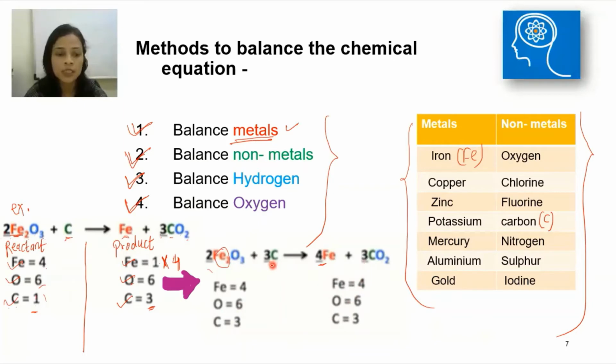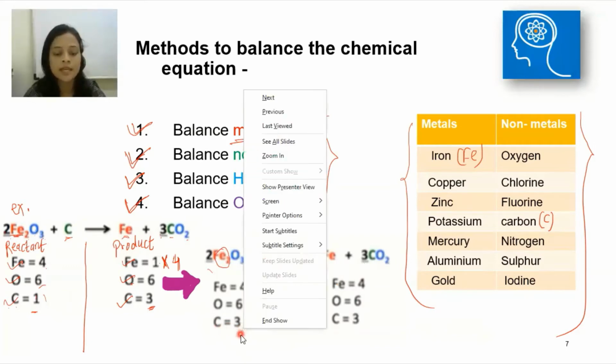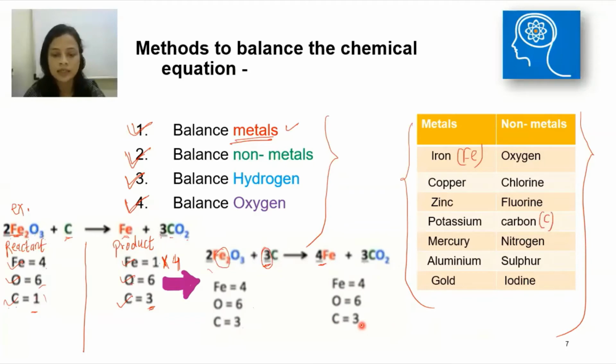Now the number of carbon to the left side, here I have added the coefficient, that is 3. So the number of carbon present to the left side is 3 and to the right side it is 3 only. Now we have to balance the hydrogen. Is there hydrogen? No, there is no hydrogen. And finally, we have to balance the oxygen present in the chemical equation. Yes, there is oxygen, and the number of oxygen atoms on the reactant side and product side are already equal. So there is no need to balance it again.